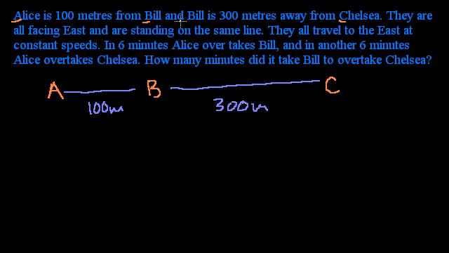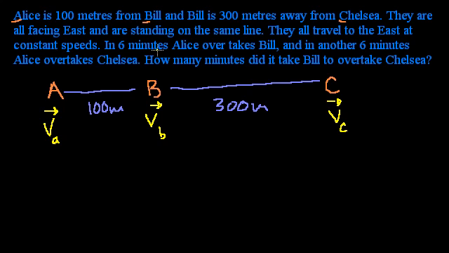And the problem tells us they are all facing east and are standing on the same line. Fair enough. So let's say that's east. They all travel to the east at constant speeds. Okay, but they don't say that they're all traveling at the same speed. Each individual speed is constant. So this could be velocity of Alice, lowercase a, velocity of Bill, and this is the velocity of Chelsea.